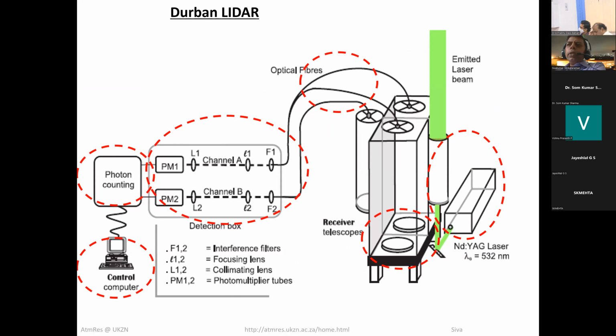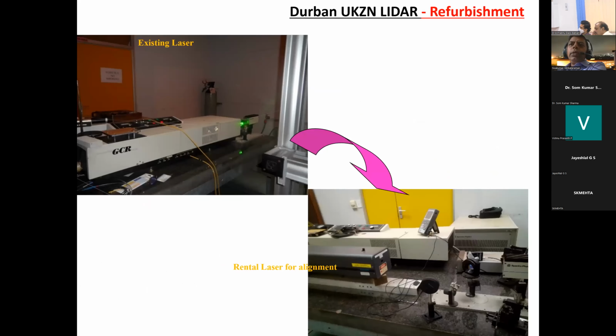Then I diagnosed the situation. Where you see all the red circles, that's where the problems were noticed. So we needed to refurbish the whole system to make it operational again. What we did was change whatever we could, depending on the funding availability. So we changed the lasers.